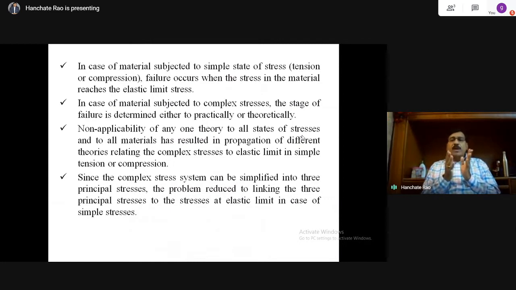The entire problem of complex stress system, and number two is the strength of the material at the elastic limit. So these two will be linked, and the factor of safety will be determined in each theory of failure.